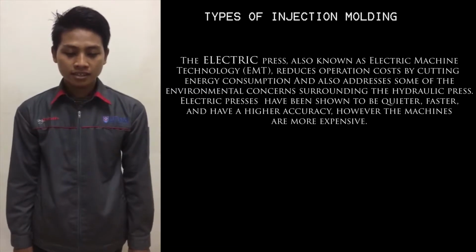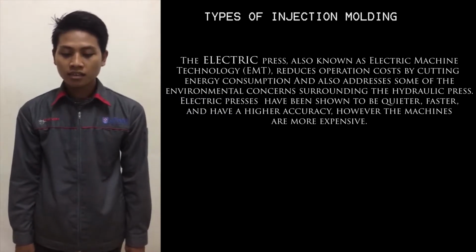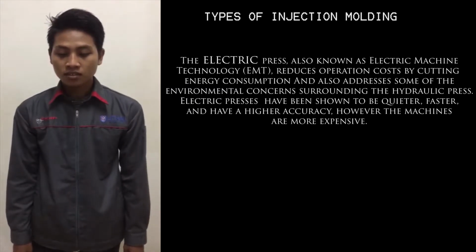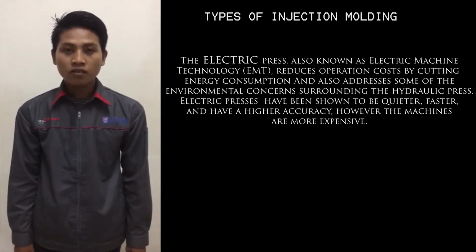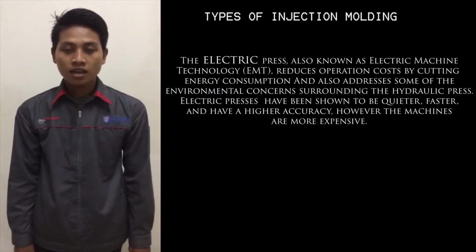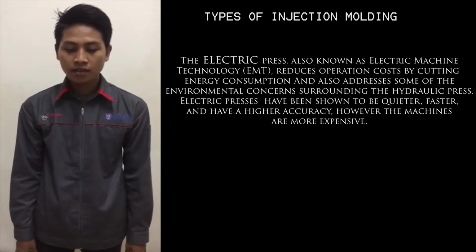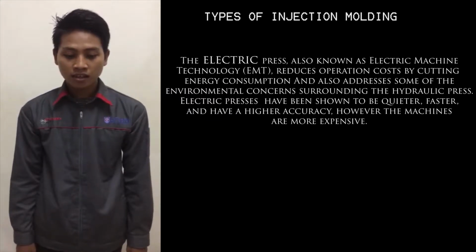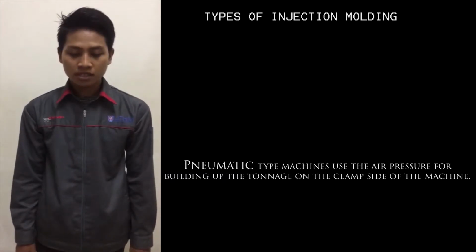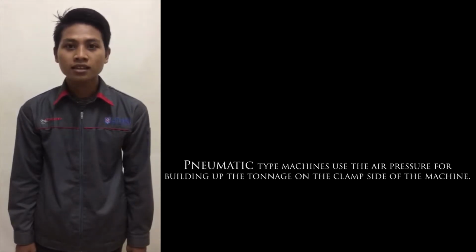Third, electric. The electric press, also known as EMT, electric machine technology, reduces operation cost by cutting energy consumption and also addresses some of the environmental concerns surrounding the hydraulic press. Electric presses have been shown to be quieter, faster and have higher accuracy. However, the machines are more expensive. Last, pneumatic. The pneumatic type machine uses air pressure for building up the tonnage on the clamp side of the machine. Thank you.